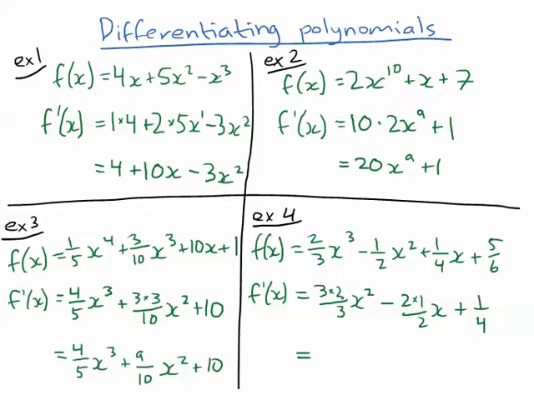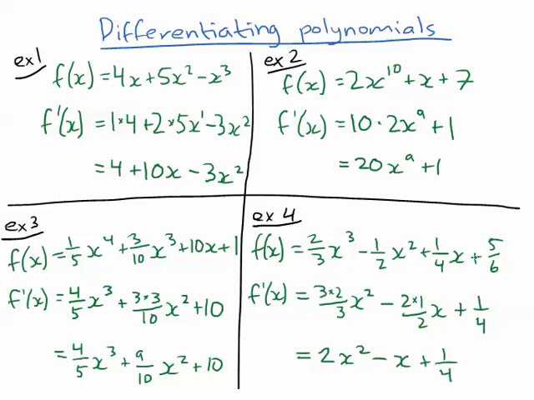So we've got 3 times 2 over 3. That's the same as just saying 6 divided by 3, which is 2. So we've got 2x squared. And here we've got minus 2 times 1, which is just 2. And 2 divided by 2 is 1. So we just get minus 1x, or we can write that as minus x. And then plus a quarter.